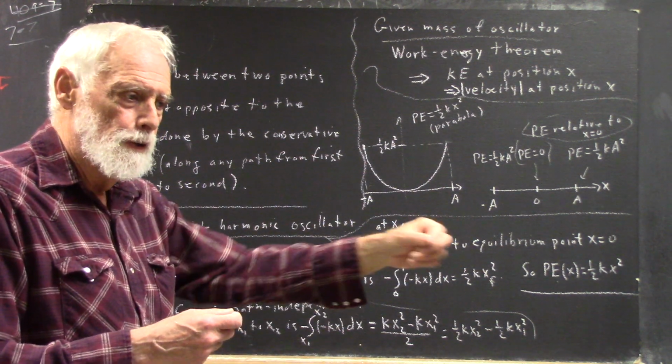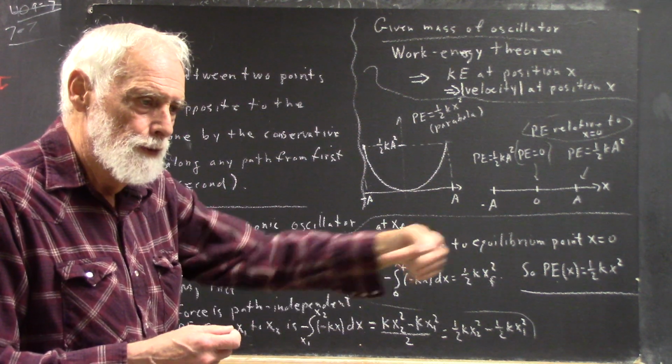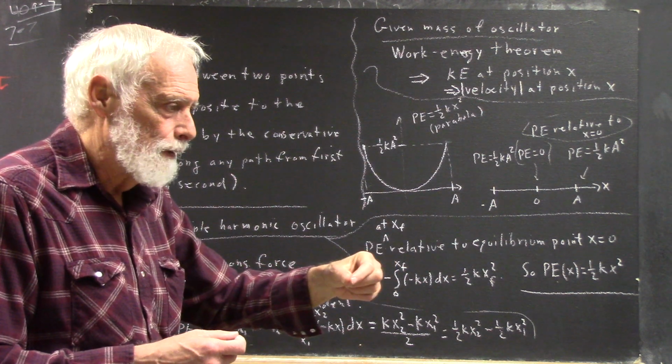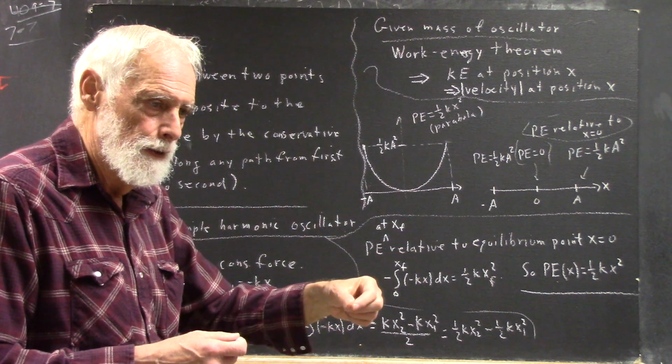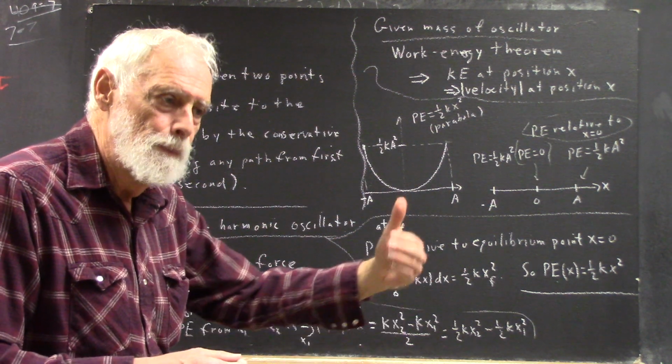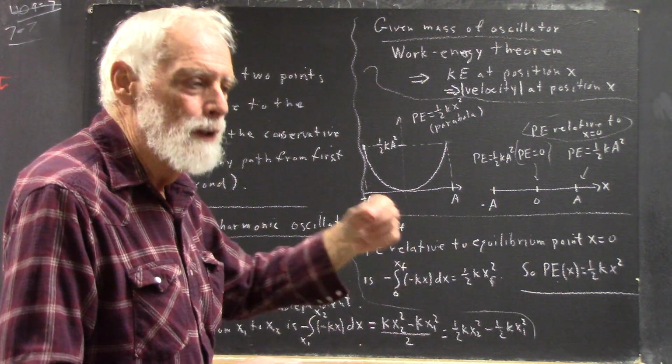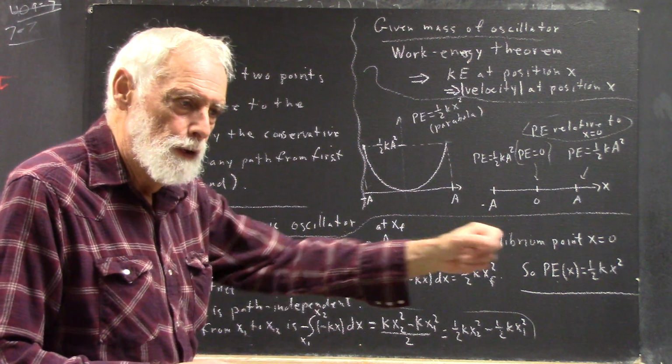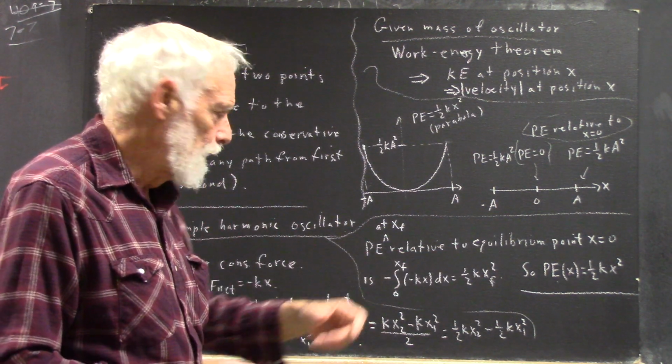If we go from this point to this point, where the force is in this direction, it doesn't matter if we go from here to here or from here to here. The thing is still pulling us back with the same force at the same point. At any point, the force is the same no matter in what direction we're traveling along the x-axis.